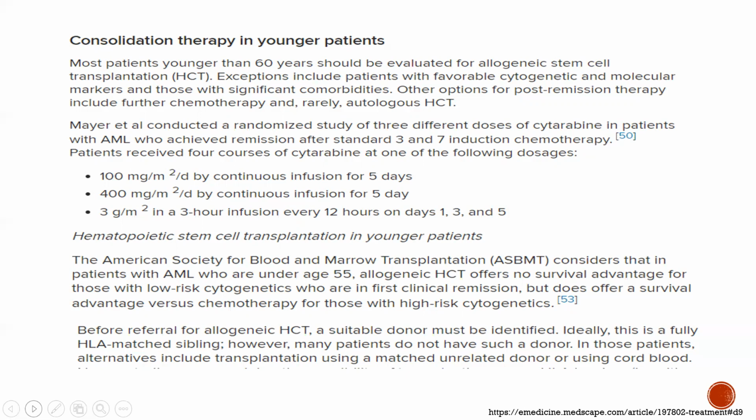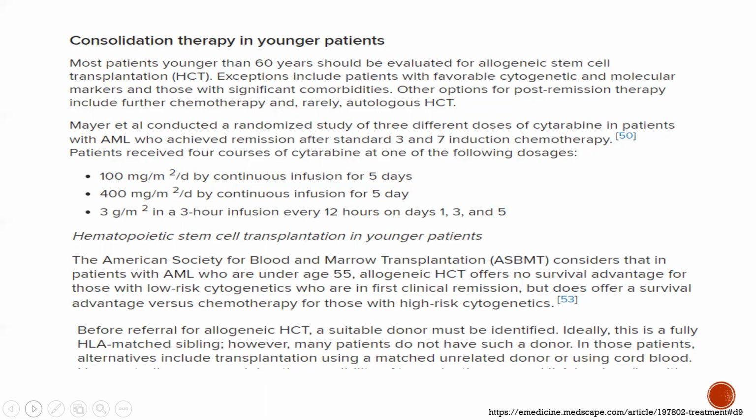Mayer and others conducted a randomized study of 3 different doses of cytarabine in patients with acute myeloid leukemia who achieved remission after standard 3 and 7 induction chemotherapy. Patients received 4 courses of cytarabine at only one of the following dosages: 100 milligrams, 400 milligrams, or 3 grams per square meter. And the result was actually more prominent than the classic therapy.